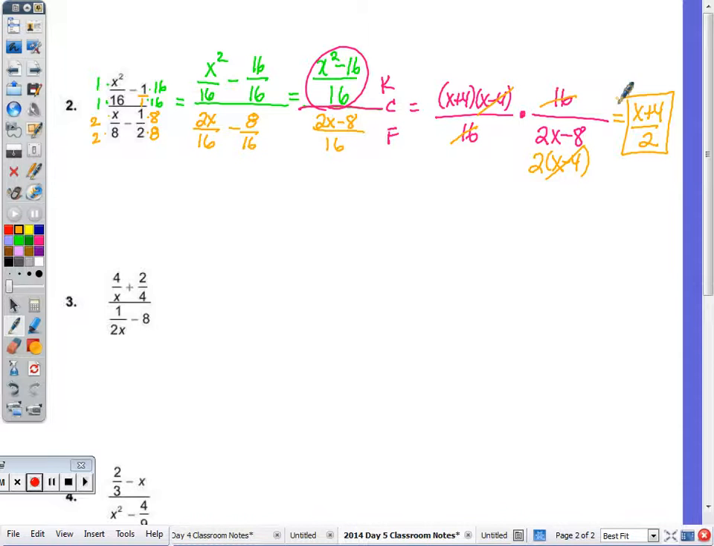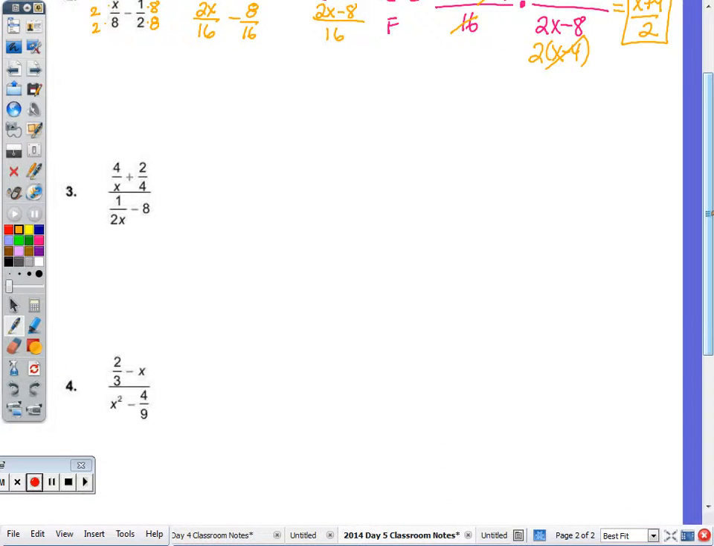And number 3, I need to first rewrite that 8 with a 1 underneath, so it's a fraction. Okay, I'm going to focus on the numerator. So times 4 times x. We end up with 16 over 4x plus 2x over 4x, which gives me 16 plus 2x over 4x.